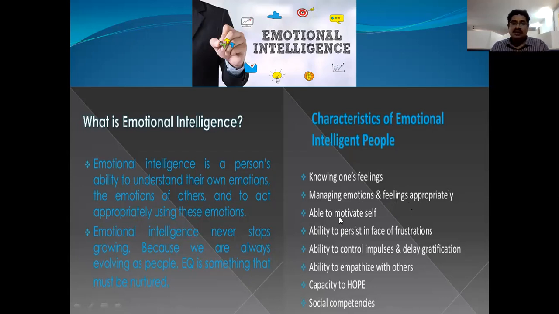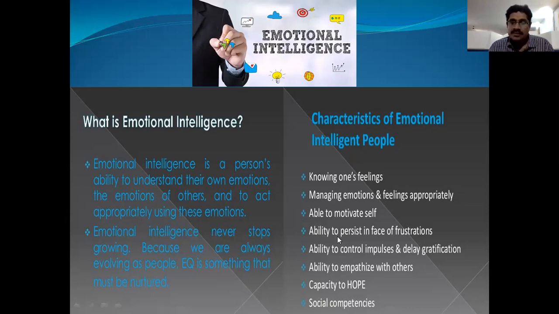Next, coming to the third characteristic: being able to motivate oneself, that means self-motivation. So here we need to develop ourselves, through self-encouragement, through self-motivation, through self-control, not based upon others, right? Self-motivation is another part here, right?